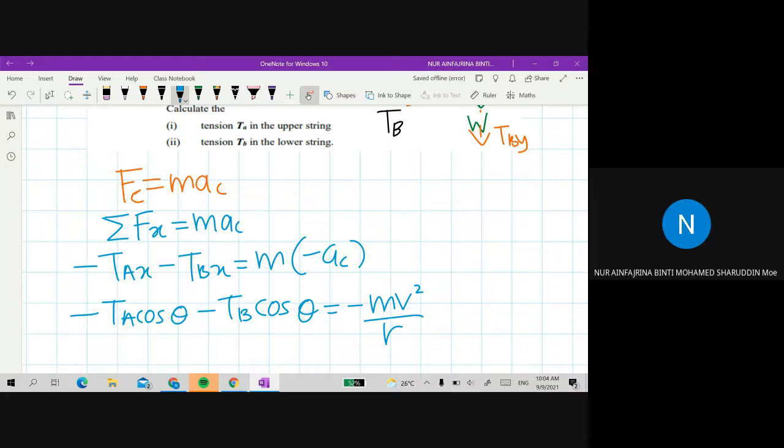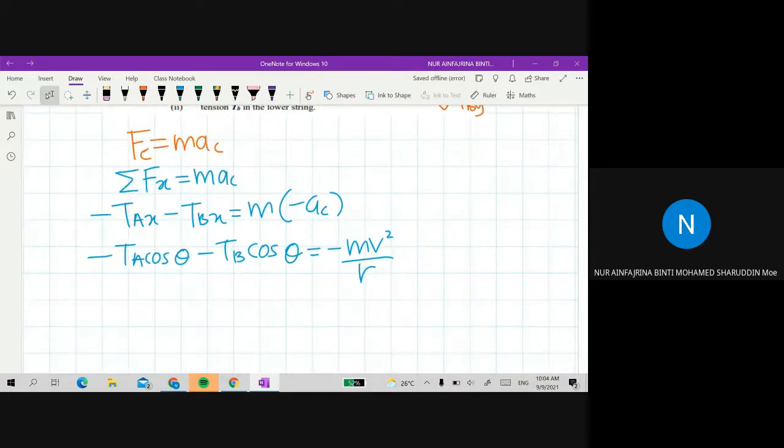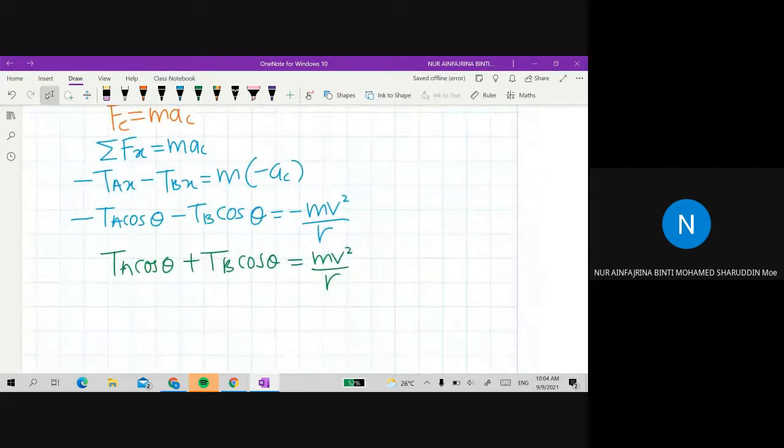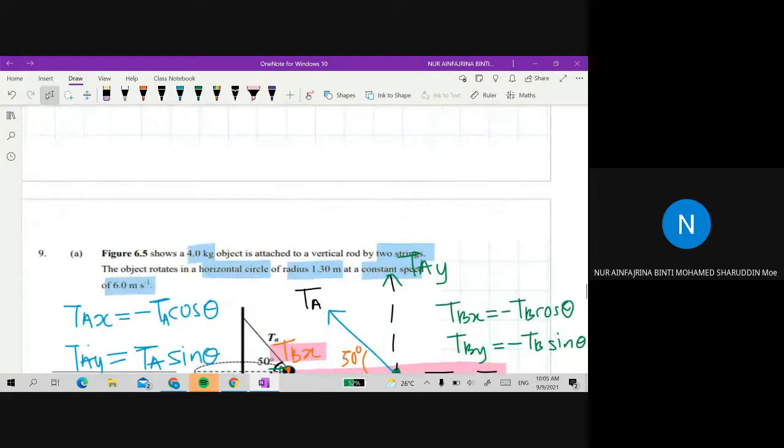Okay, boleh? Now, I will make it everything positive. Negative, negative, negative boleh jadi positive. Jadi, awak akan dapat TA cos theta plus TB cos theta equals to mv squared over r. Okay, so far so good everyone? Yes, Miss. Okay, now kita nak cari tension A in the upper string kan. Kita tahu angle dia but kita tak tahu tension dia. Mass, speed dengan radius is given in the question.